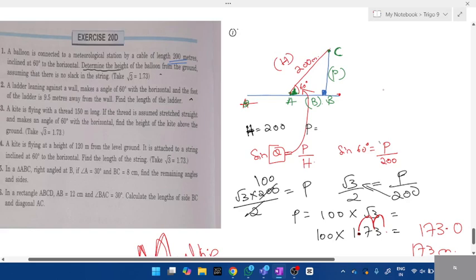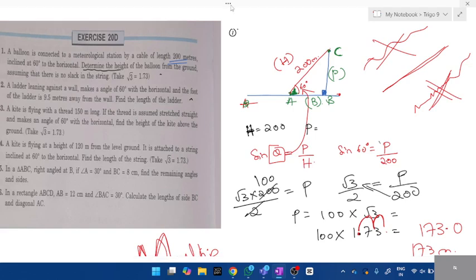See, slack is nothing but the string is not straight. Sometimes, have you seen the string bent like this? Bent. This is known as slack. Okay, there is no slack in the string, which means it is straight. It is straight. The length is 200 meters.